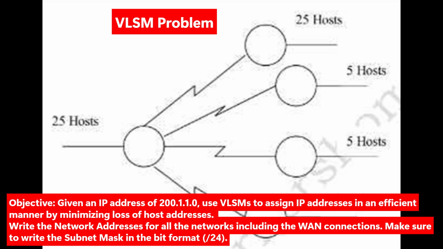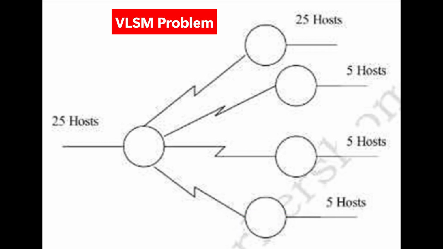You can see there are 25, 5, 5, 5, and 25, which means 5 internal LAN networks, and there are 4 serial connections. There is a total of 9 networks. You have to design a total of 9 networks, and each and every network has different requirements. So we can easily identify this. Don't worry about these documents.